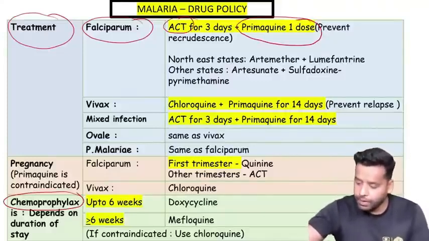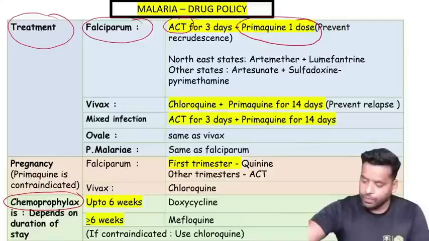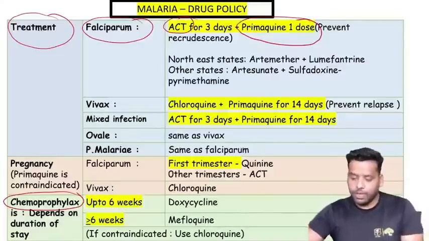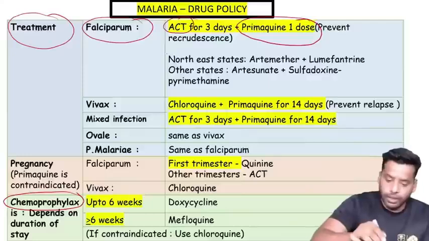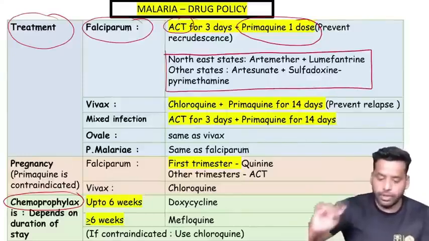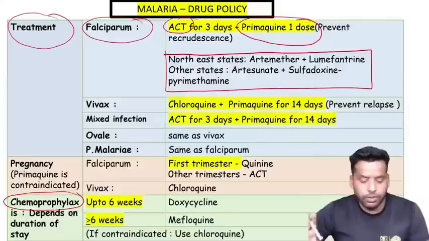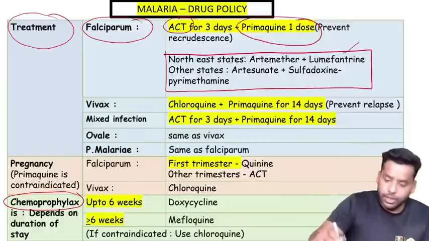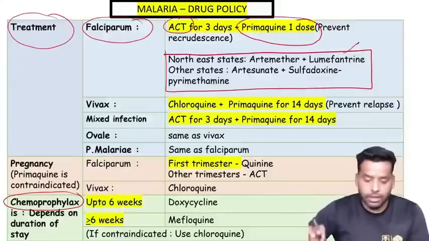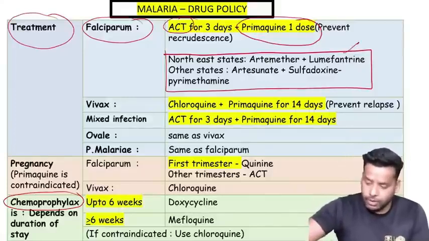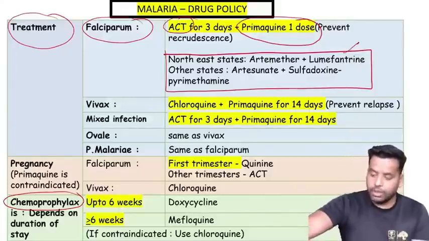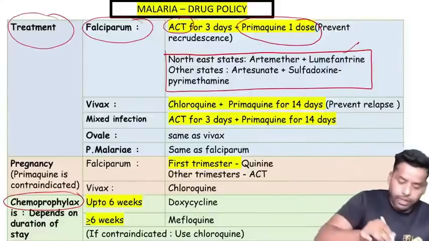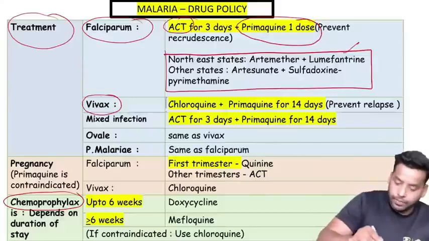Very good. Gametocidal. Correct. ACT for Northeast states, ACT for other states. Northeast we use artemether lumefantrine. Other states we use artesunate SP combination. What is the ACT used in Northeast states if they ask? Artemether lumefantrine. Always remember this word.